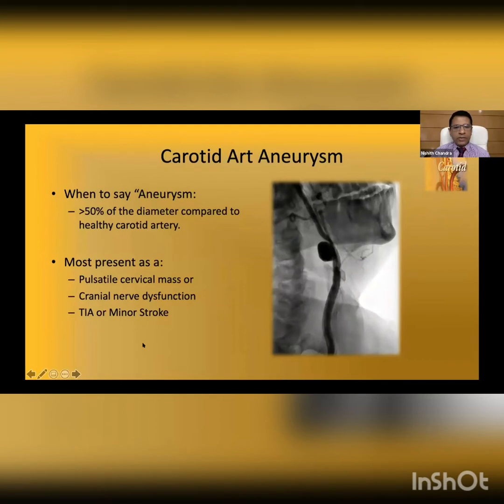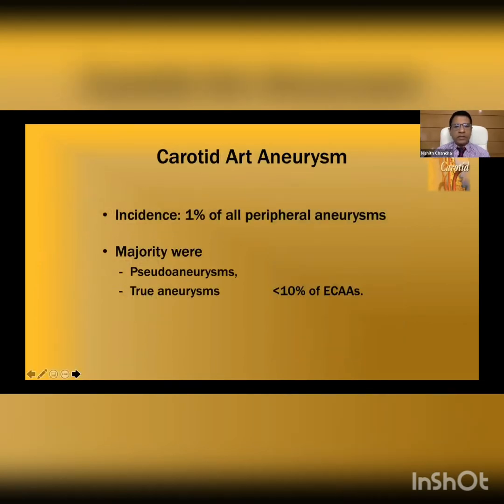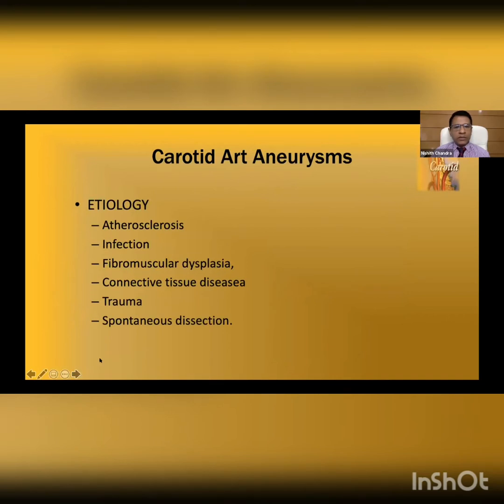And usually they present as a pulsatile mass or cranial nerve dysfunction because of the pressure, or TIA and minor stroke. And the incidence is very, very rare, 1% of the peripheral aneurysms, and the majority are pseudoaneurysms. 90% are pseudoaneurysms, only 10% are true aneurysms. The etiology could be atherosclerosis, infection, FMD, trauma, or spontaneous dissection, or even connective tissue diseases.